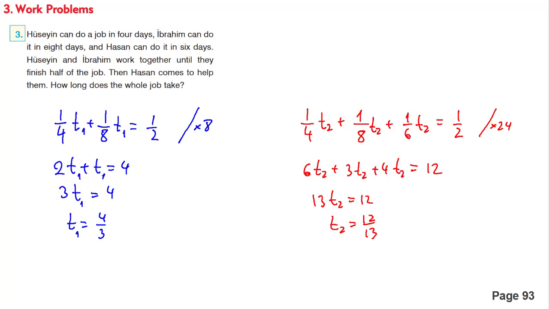So what will be the total? Well, the total would be 4 over 3 plus 12 over 13. This is just adding fractions, so the least common multiple is 39. You multiply 4 times 13, 52, plus 36, that is 88 over 39 of a day.